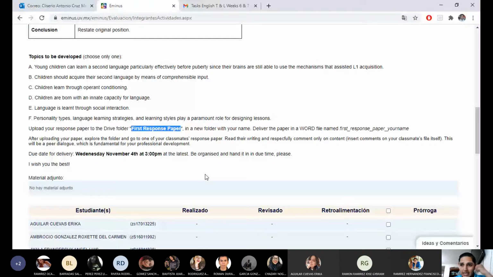Okay? This exercise is going to be a peer dialogue, okay? And it's going to be important for your professional development and for exchanging your ideas with others, okay? You could choose a different topic from the one you wrote or the same one, you decide. The last day for you to carry out the activity is Wednesday, November 4th, next Wednesday at 3 in the afternoon. Please try to be organized. You have a week, you have all this week to do it.